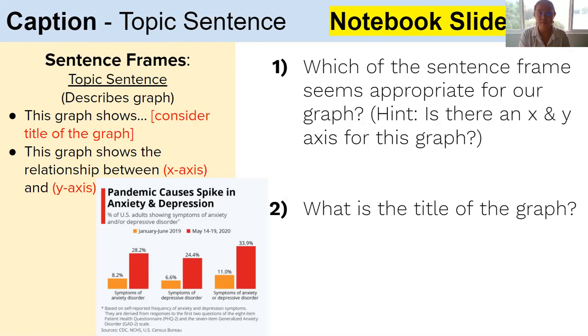So I told students that your topic sentence is going to be the sentence starter and then something to do with the title of the graph. So take a pause and think about what should be the topic sentence for this graph.